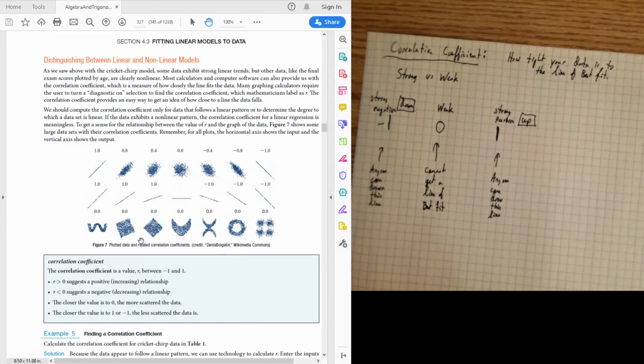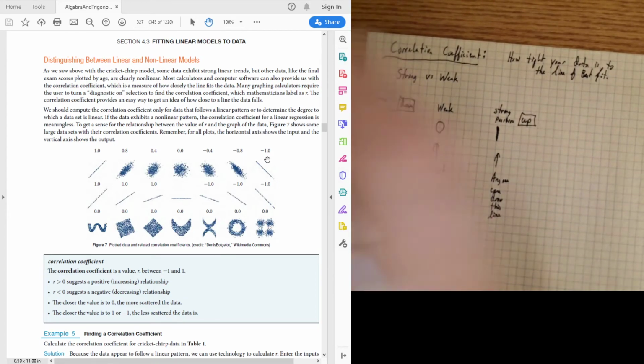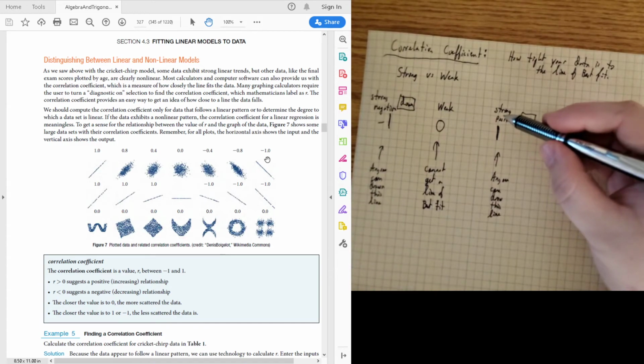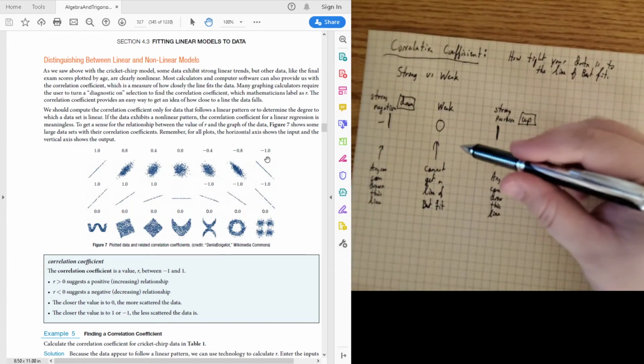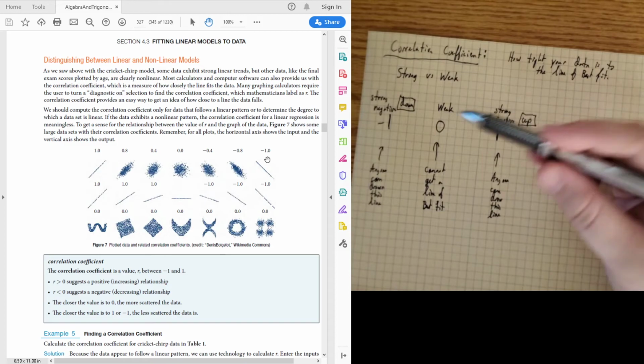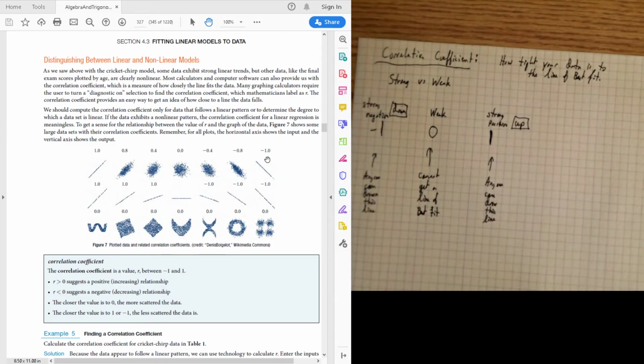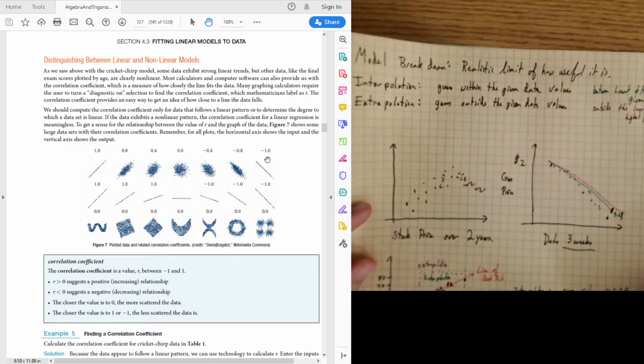So these are the correlation coefficients. And you need to be able to graph the data and ask yourself, how reasonable is the data to being a 1? You know, when I look at this set of data, is it strong or is it weak? You know, is it going up? Is it going down?